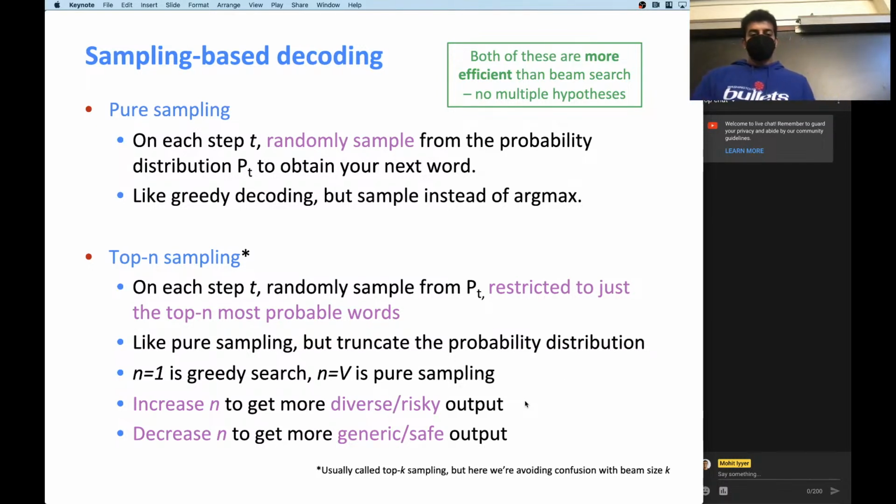Okay, so again, as a connection to greedy search, if I set the top N value to 1, I've now fallen back to greedy search, right? I only have one choice at every time step.